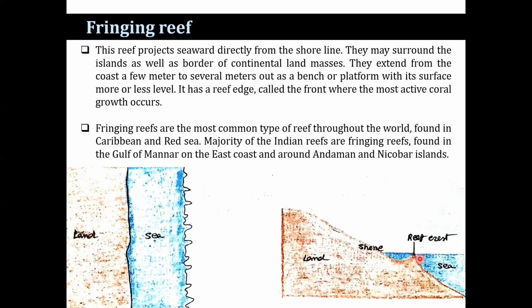Fringing reefs are the most common type of reef throughout the world, found in the Caribbean and Red Sea. The majority of the Indian reefs are fringing reefs, found in the Gulf of Mannar, on the east coast, and around the Andaman and Nicobar Islands.